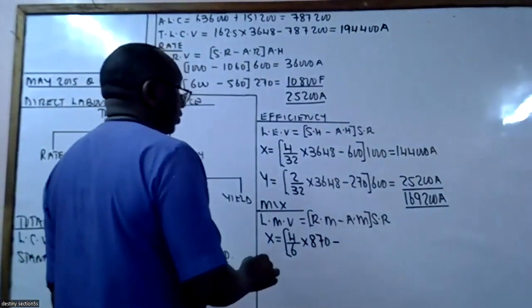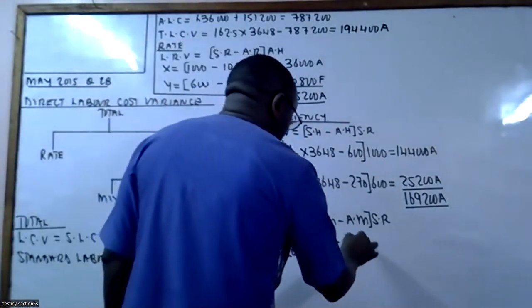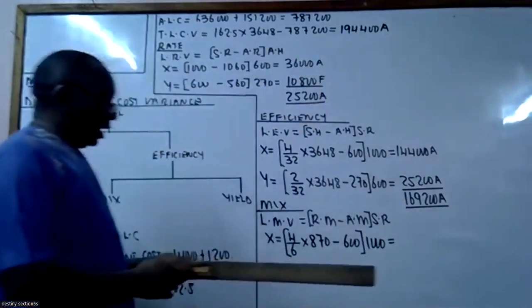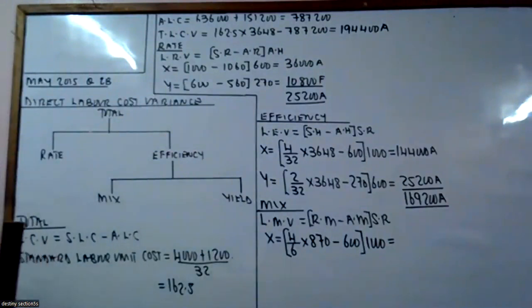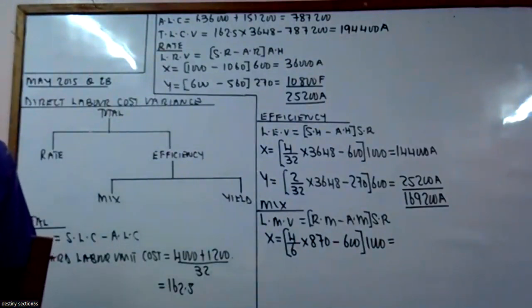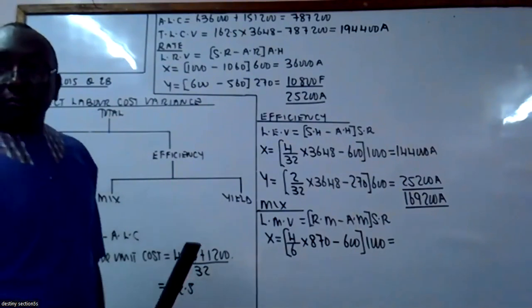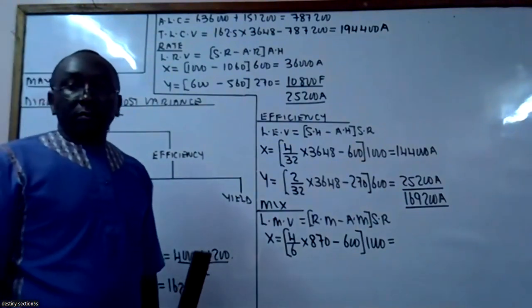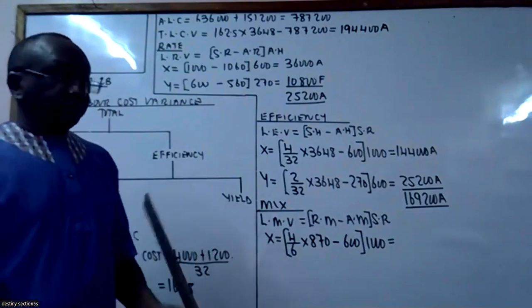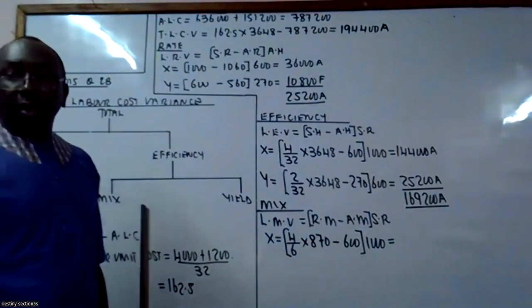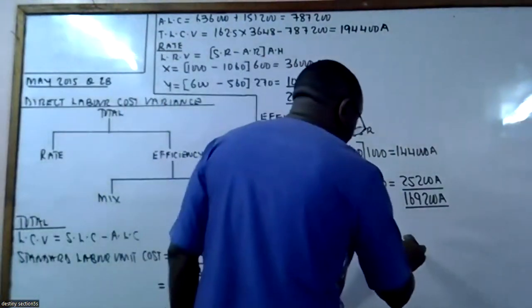The actual mix is they brought 600 at a standard rate of 1,000. So tell me what that is. Negative 20,000 adverse.